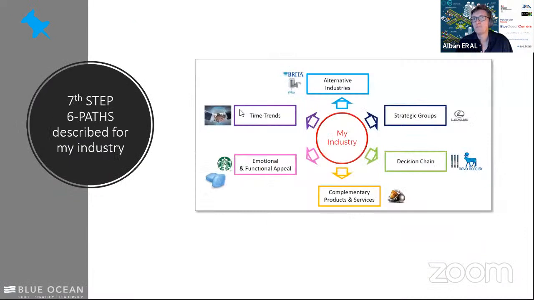And the seventh step, we will start today. It's the 6-path description. Okay, we'll introduce to you this concept.